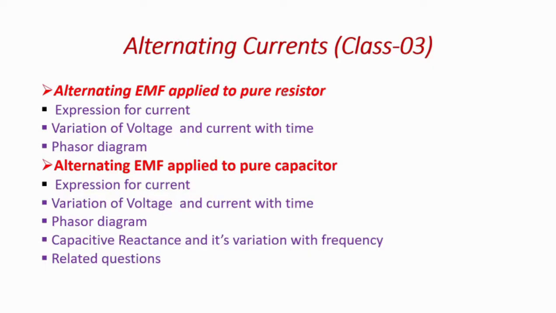Current class number 3. In this class I am going to discuss alternating EMF applied to pure resistor. In this topic we will discuss expression for current, variation of voltage and current with time, and phasor diagram. And in the next topic, alternating EMF applied to pure capacitor, we are going to discuss expression for current, variation of voltage and current with time, phasor diagram, capacitive reactance and its variation with frequency, and finally related questions to the topics.